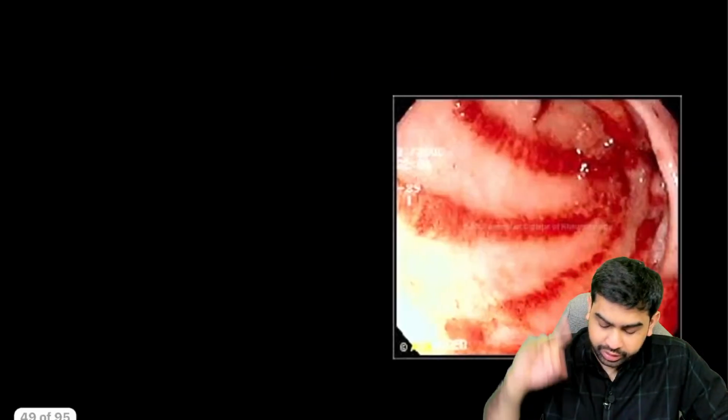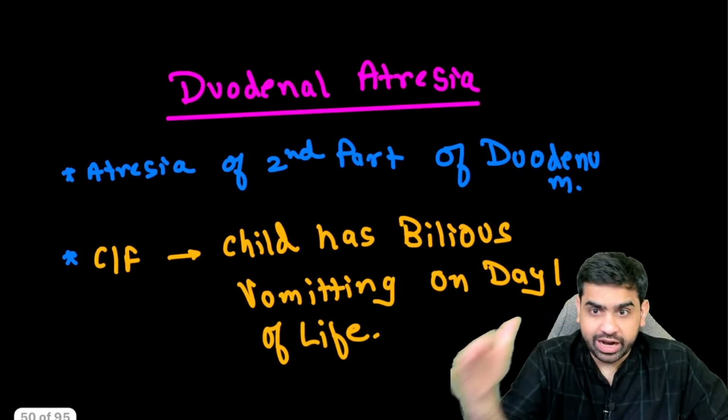Very, very important. Okay. What about this gastric antral vascular ectasia? Here you can perform argon photocoagulation. So argon photocoagulation is the management of gastric antral vascular ectasia.